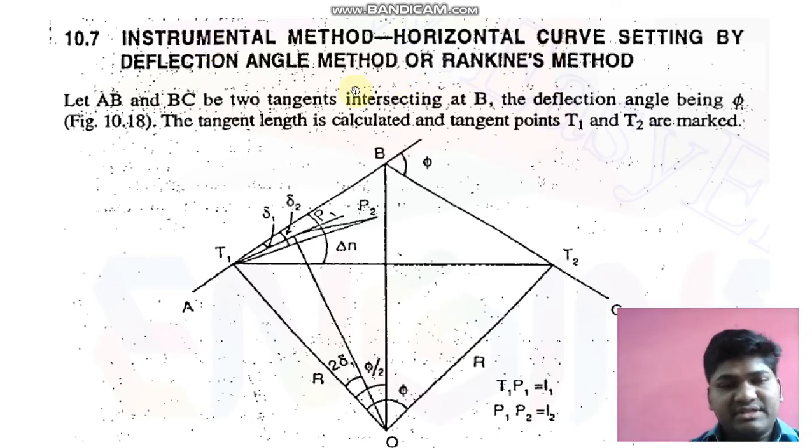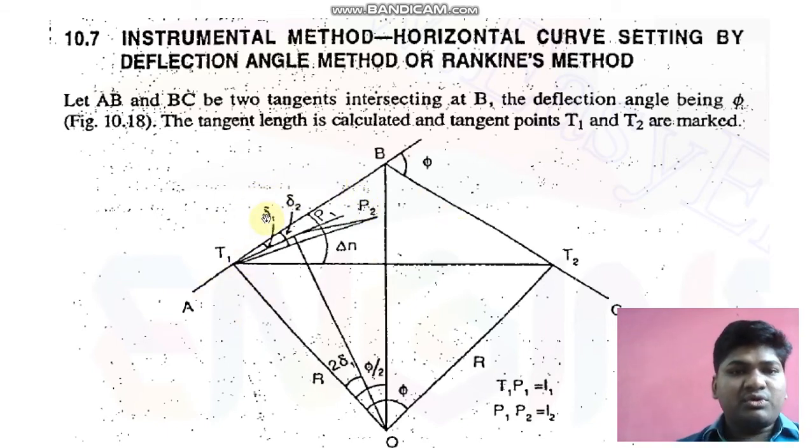So the instrumental method, Rankine's method. AB is the initial tangent, BC is the forward tangent. This is O, the origin, and these are the radii. This is our delta 1. We have to derive the formula for delta 1; that will be the derivation. In the whole method, two things are most important: first one is delta, second one is L. So for derivation purposes, we will just assume this triangle.